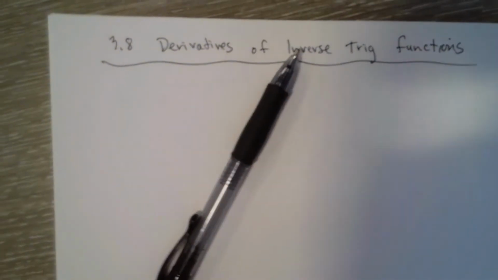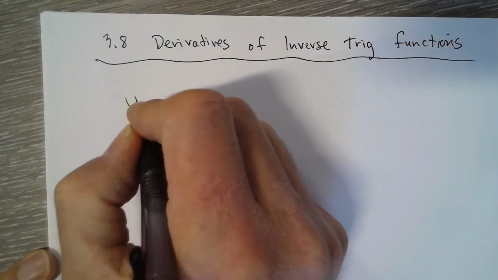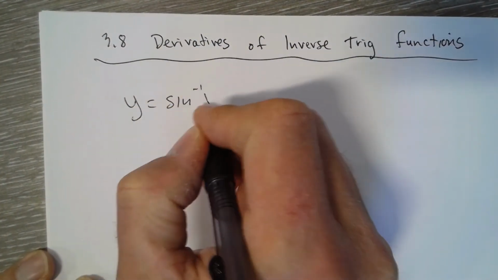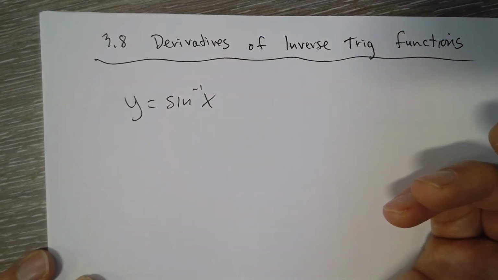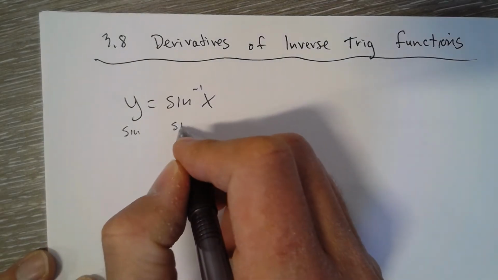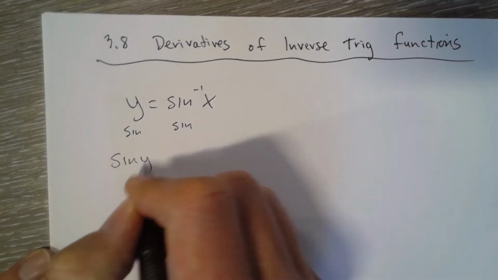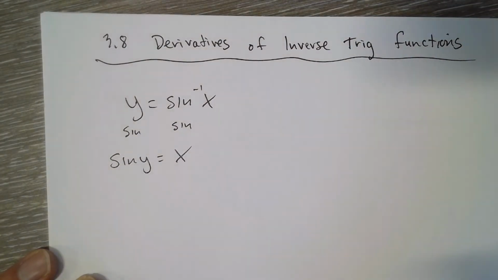Alright, 3.8 derivatives of inverse trig functions. I'm going to start with doing it the long way. You wouldn't have to do this every time, just kind of proving where the formula comes from. If we have y equals inverse sine of x, we could find the sine of each side. So I'd have sine of y equals the sine of the inverse sine of x, which is x.